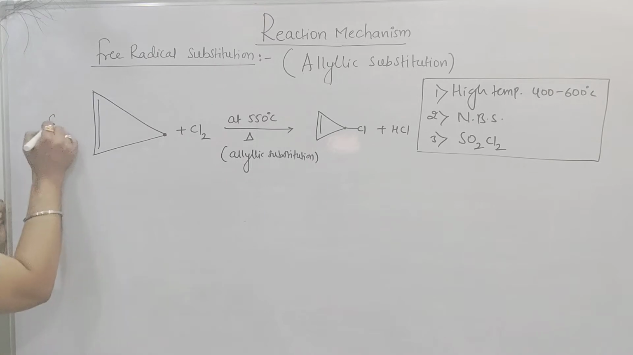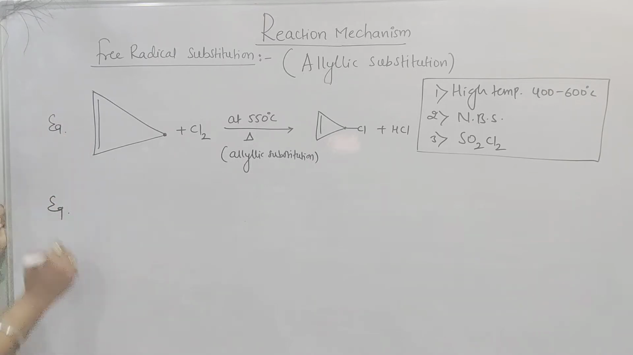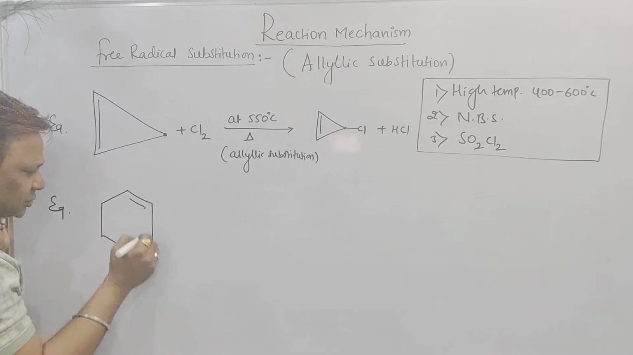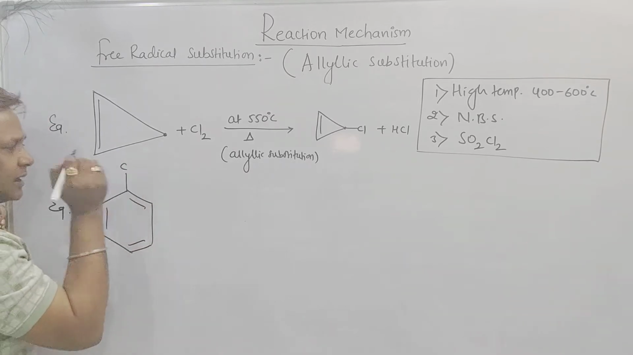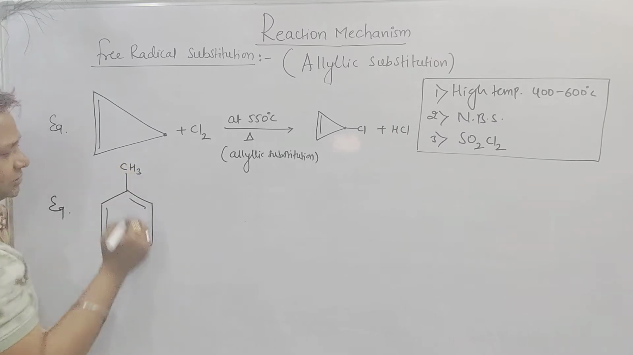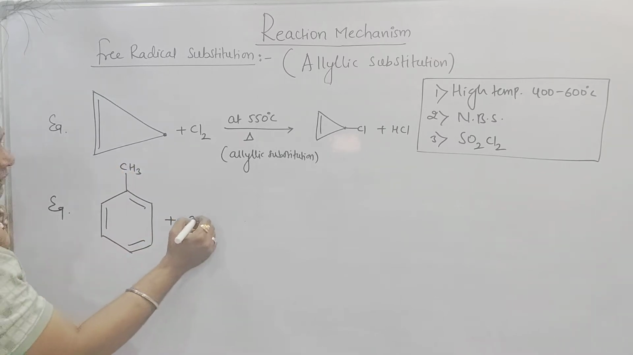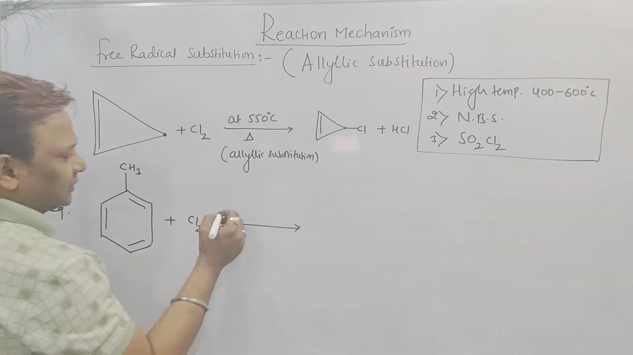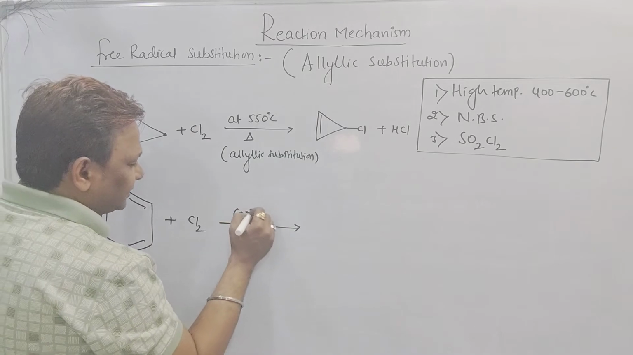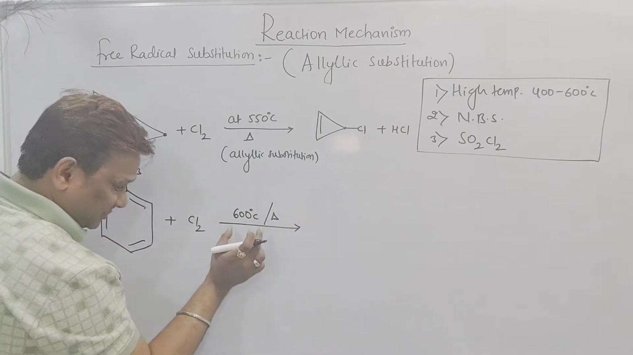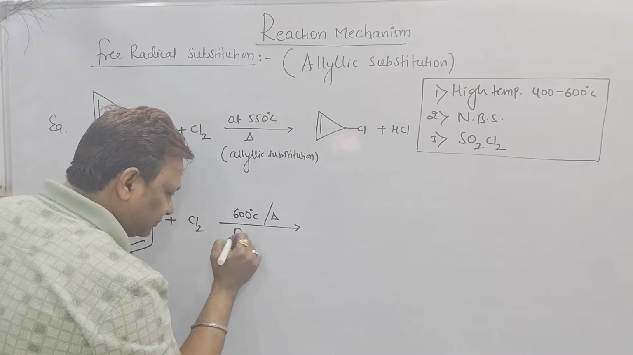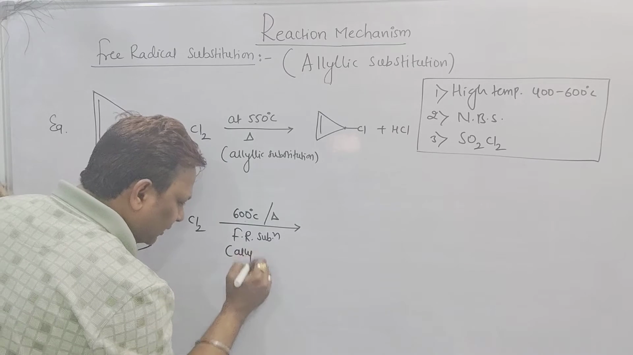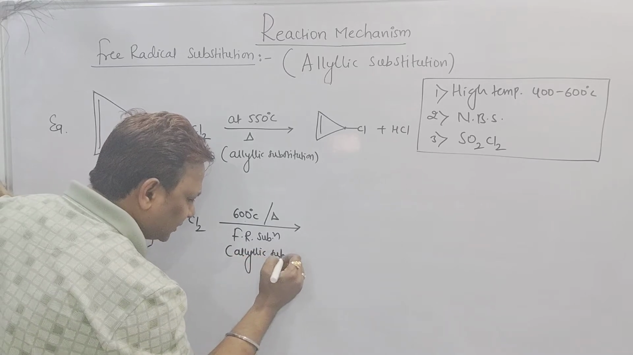One more example I want to show you for allylic. Here I have toluene. In this toluene, this is an allylic carbon having a hydrogen. Now we are adding chlorine again. The reagent is also the same. Instead of 550, the temperature is 600 degrees centigrade, a very high temperature, free radical substitution. Indirectly it shows allylic substitution.